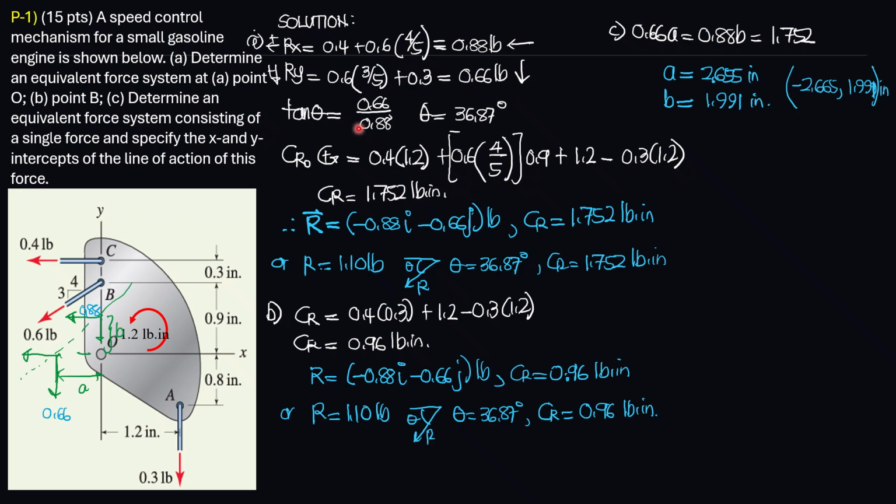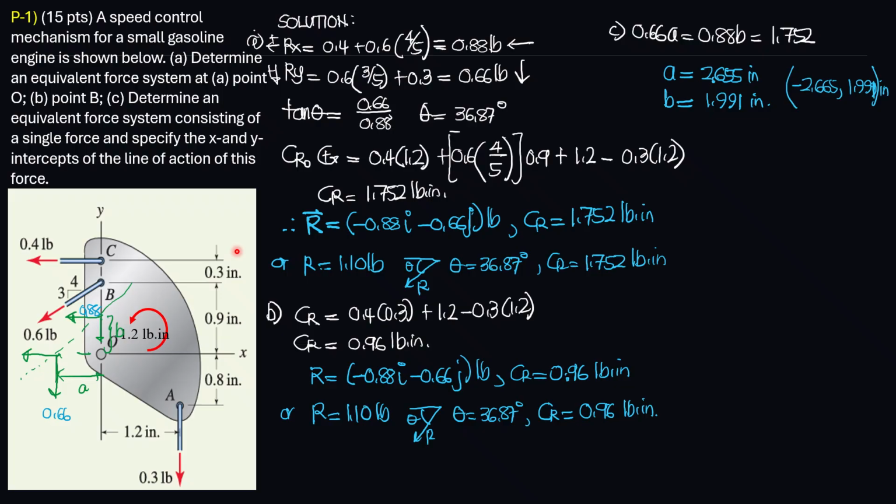Tangent theta is Ry, 0.66, divided by 0.88. Take note that the components of the resultant are directed down to the left. So down to the left, that's the angle. So theta is 36.87 degrees.